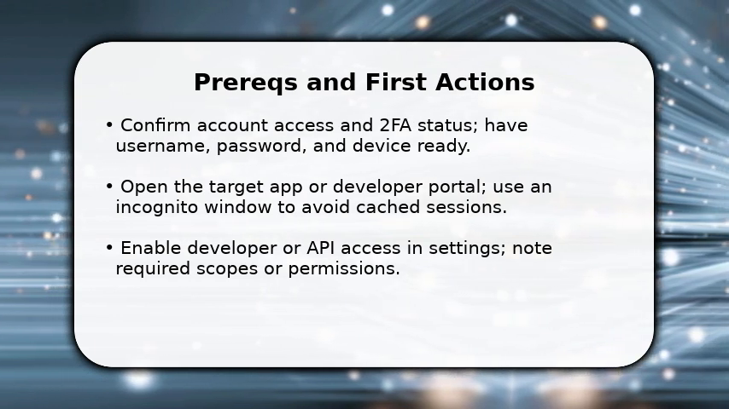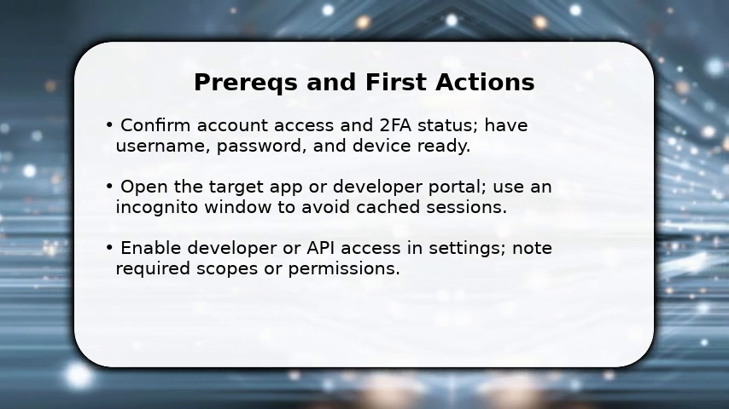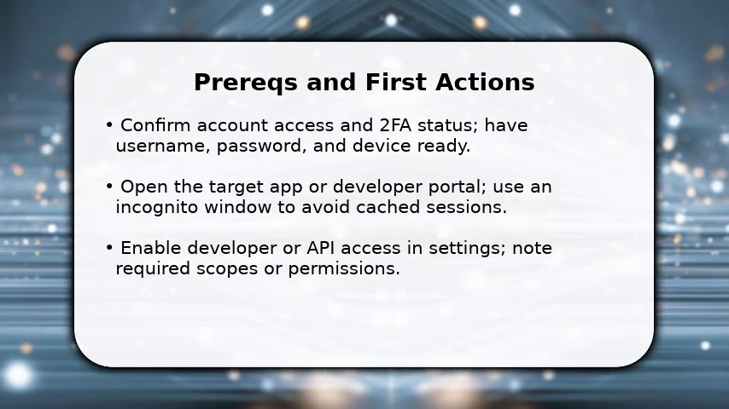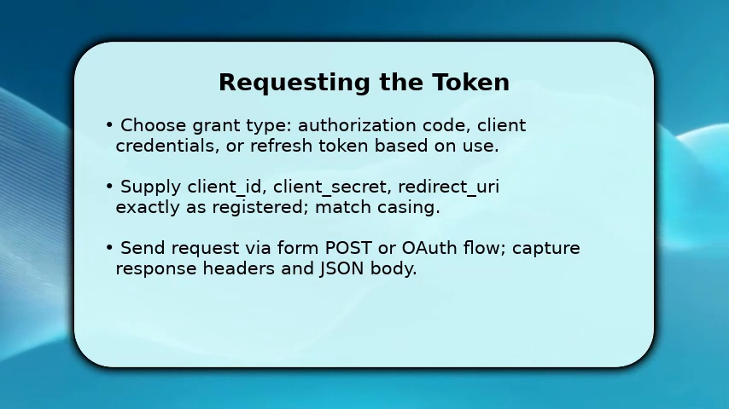Next, open an incognito window to avoid cached sessions. Then proceed to the authorization or token issuance page, so you can start the token request immediately. You now perform the main exchange to obtain the token.